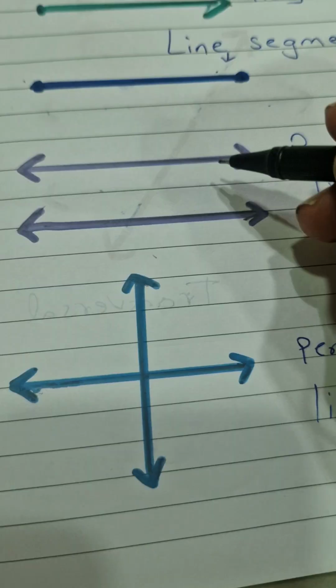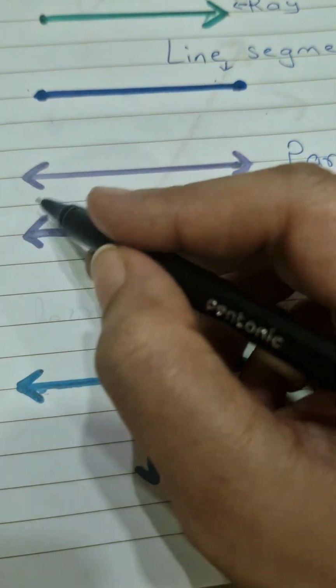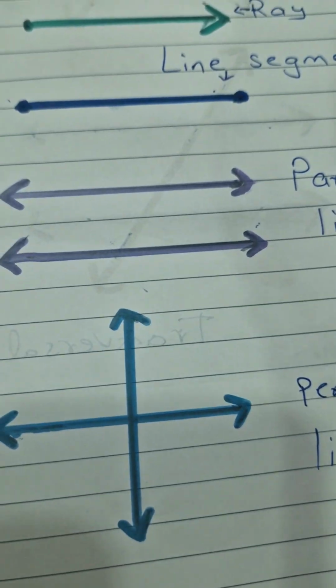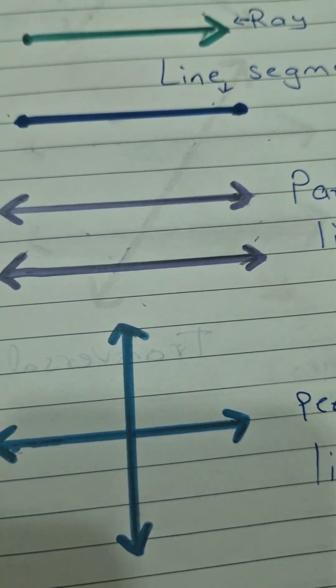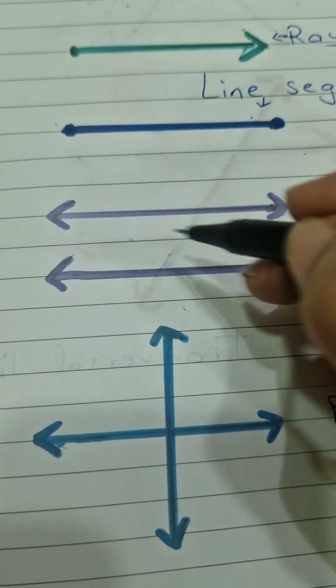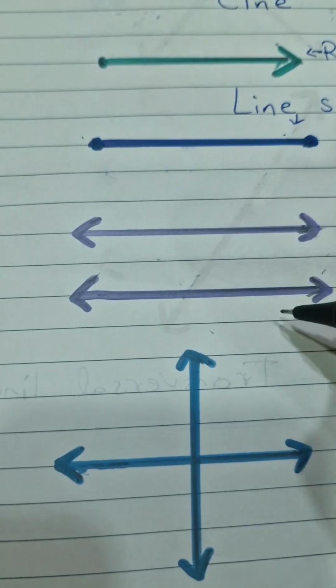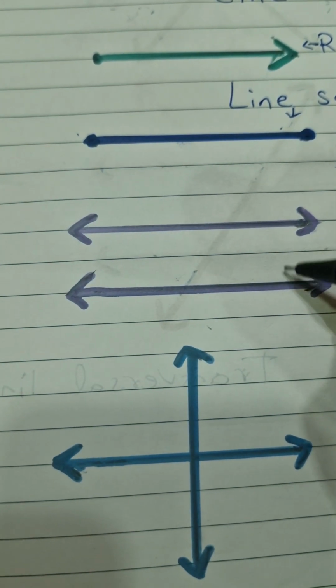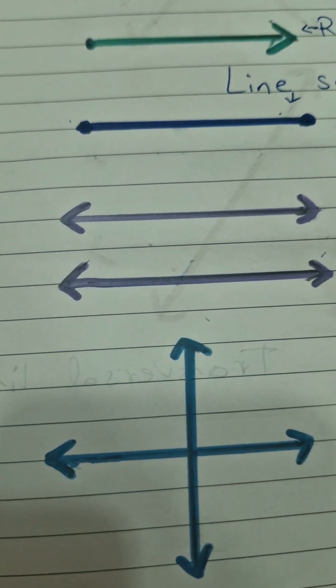The fourth one is parallel lines. You see the two lines are straight in front of each other like a railway track. They don't meet together, but they keep the same distance, a 90 degree perpendicular distance. So that type of lines are called parallel lines.